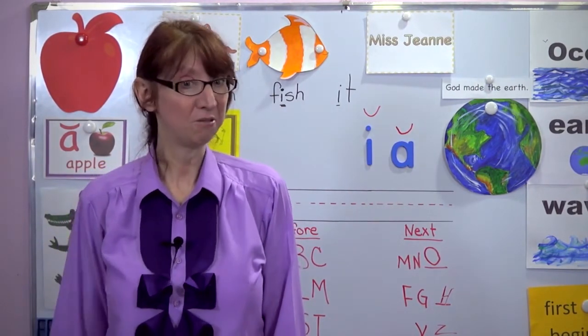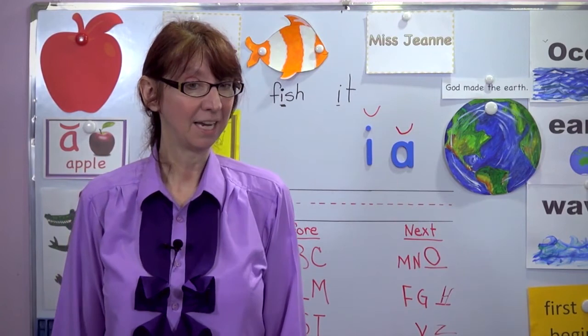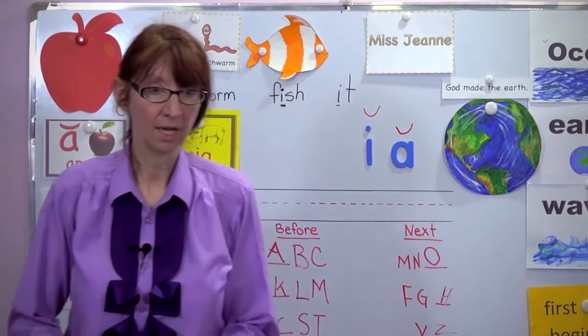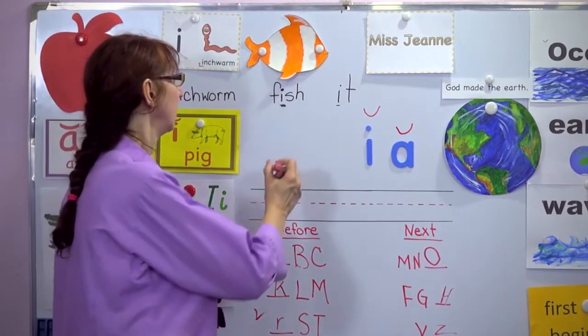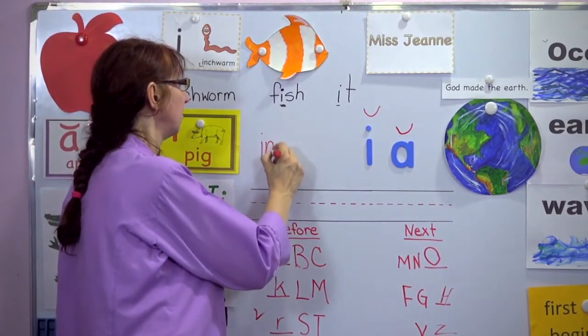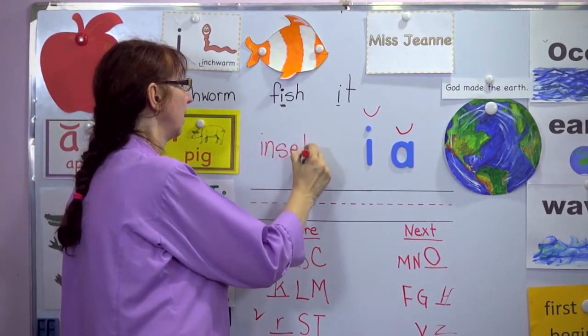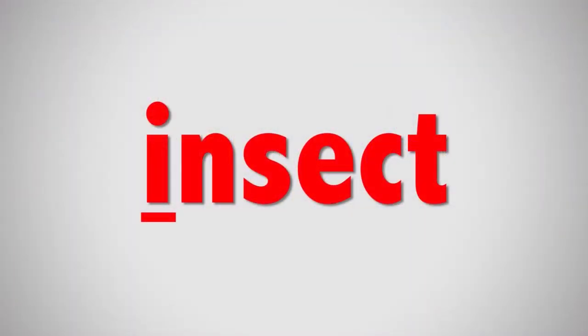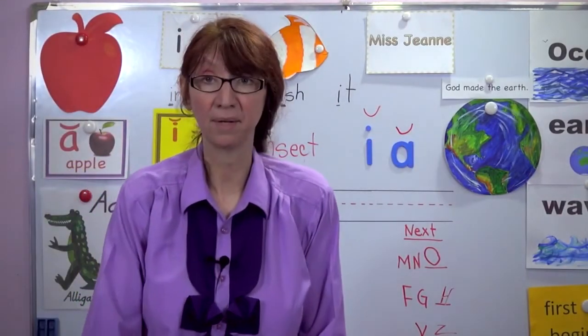Insect. Did you hear the letter I? Which word said I at the beginning? Apple. Well, let's take a look at insect. He was right, Pujana. Insect. Here we go. Insect. That's right. It has the I sound at the beginning.